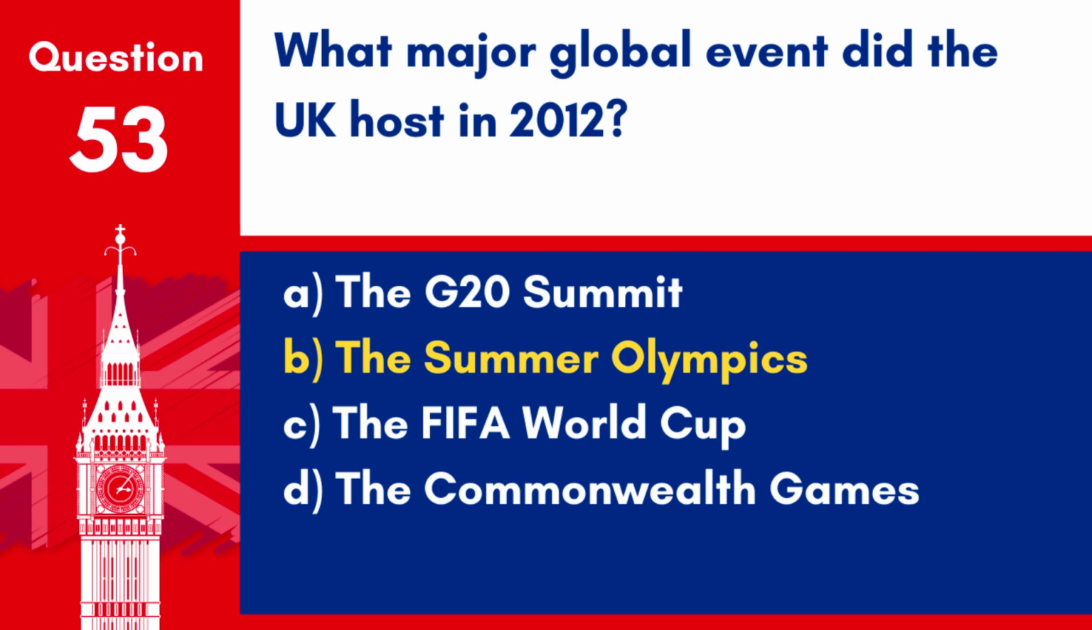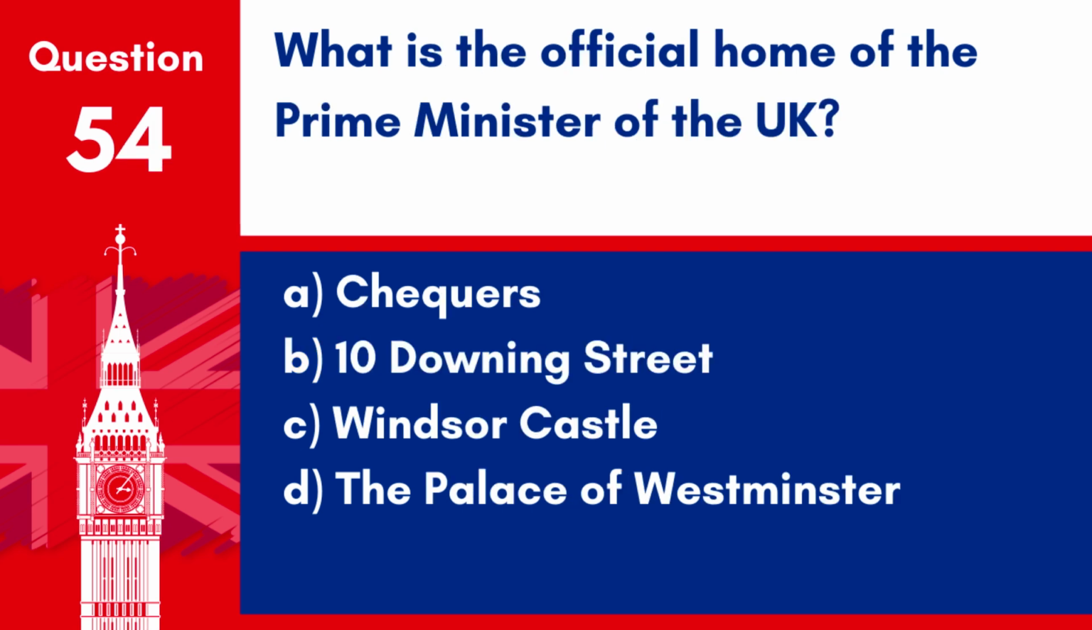Answer: B. The Summer Olympics. The UK hosted the Summer Olympics in London in 2012. Question 54. What is the official home of the Prime Minister of the UK? A. Chequers. B. 10 Downing Street. C. Windsor Castle. D. The Palace of Westminster.